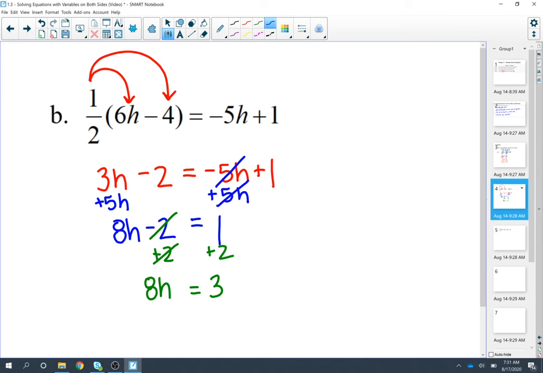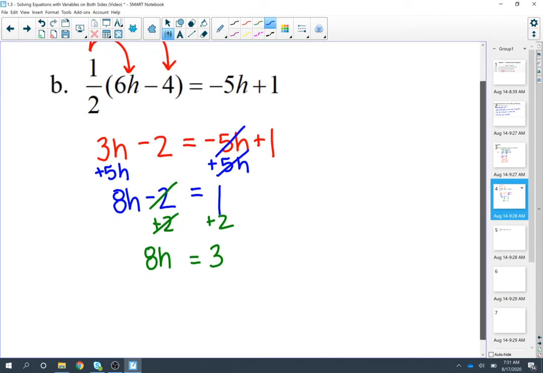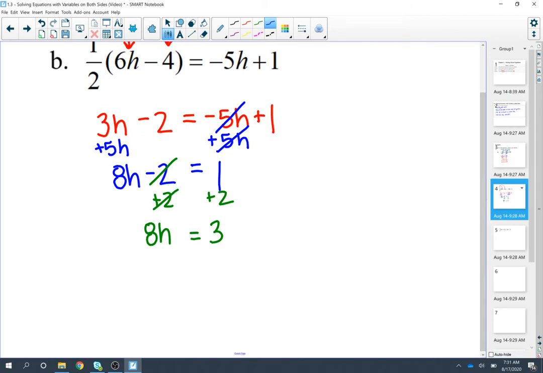Then I simplified both sides. I got all my variables on one side. I got all my numbers on the other. So last step, solve for the variable. 8 times h, the opposite of multiplication is division. So I'm going to divide by 8.